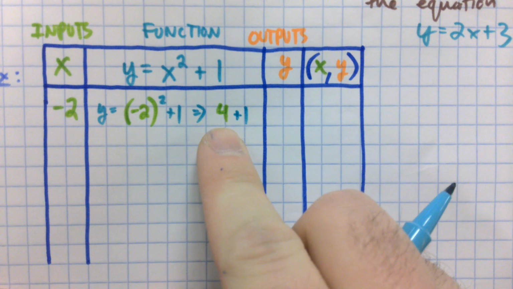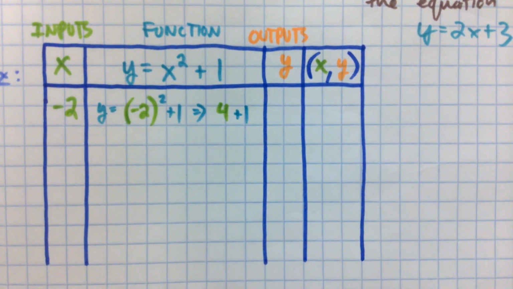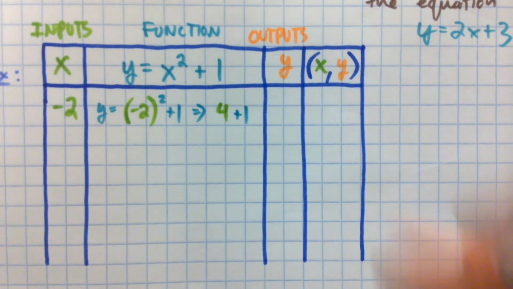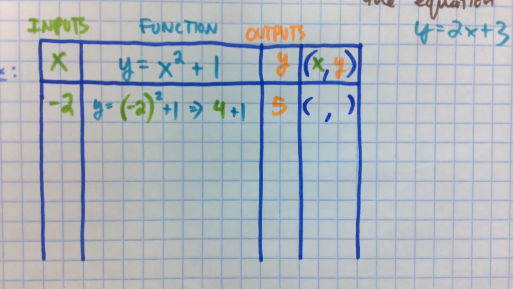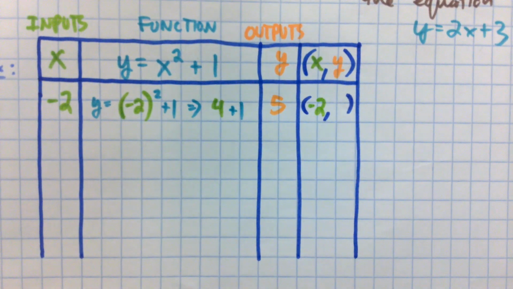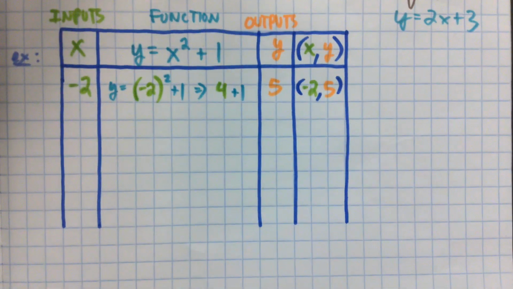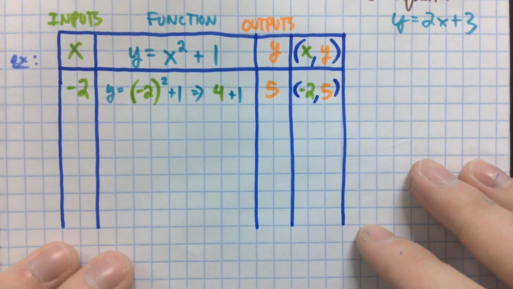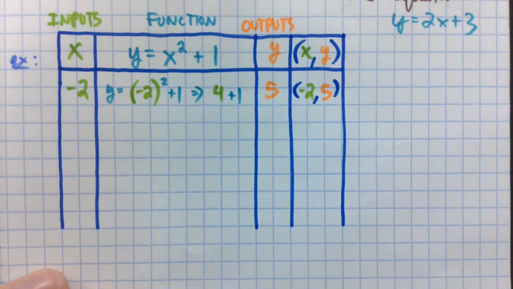Any questions on how we got 4? I know it looks like we just did 2 times 2. It's a little bit different than that. What does 4 plus 1 give us as an output? 5. So my ordered pair here for the first one is going to be negative 2, comma, 5. This is where things get a little bit tricky because we got that exponent. So I want to make sure we're understanding as we go through. Let's plug in a negative 1.